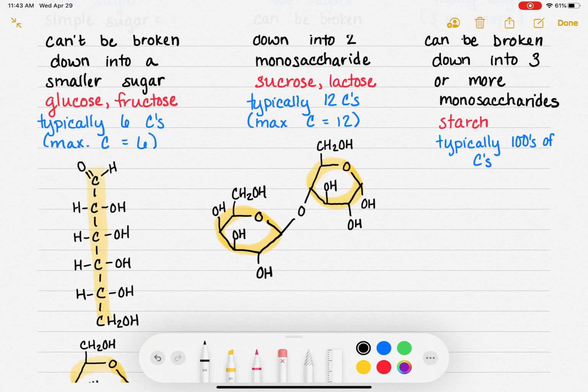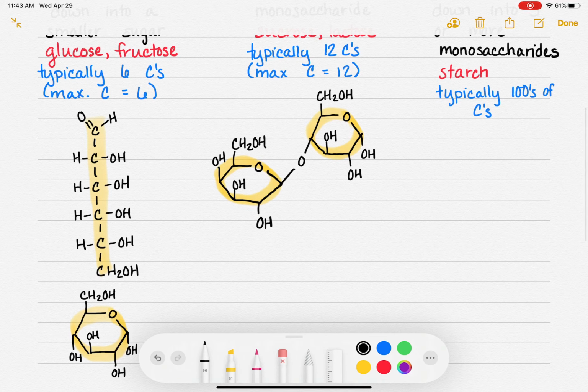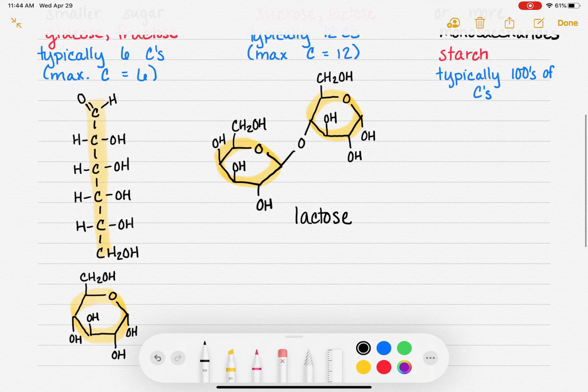This particular disaccharide is lactose. Now, it's not going to be important for you to look at the structure and know that it's lactose, or for you to be able to, like if I say lactose, draw it or pick it out. That's not going to be important. So I'm just telling you this FYI, it's lactose.